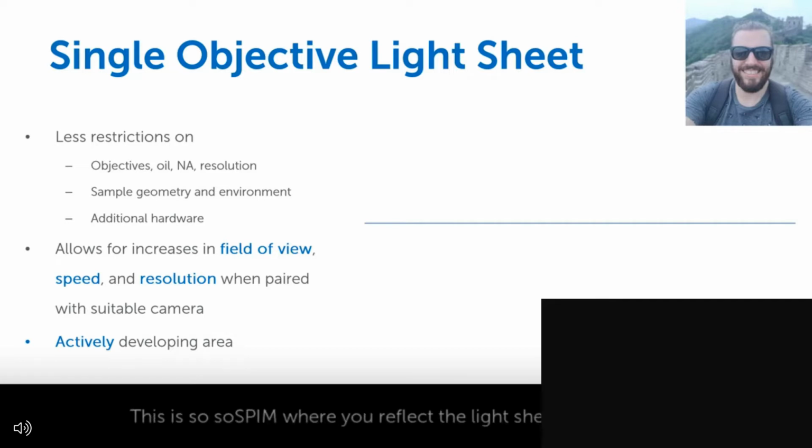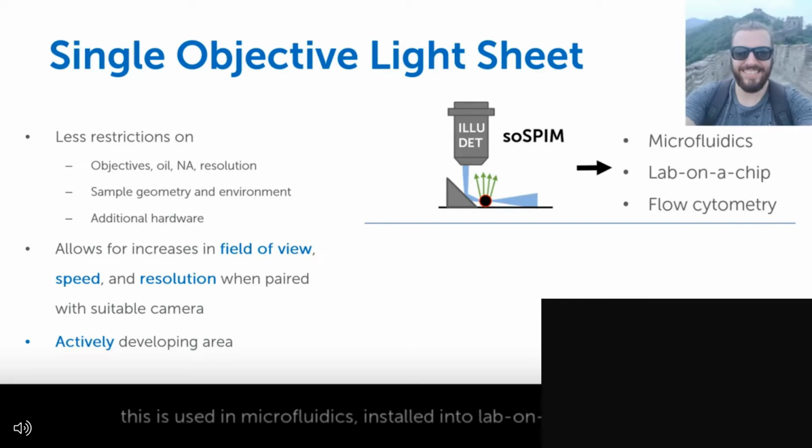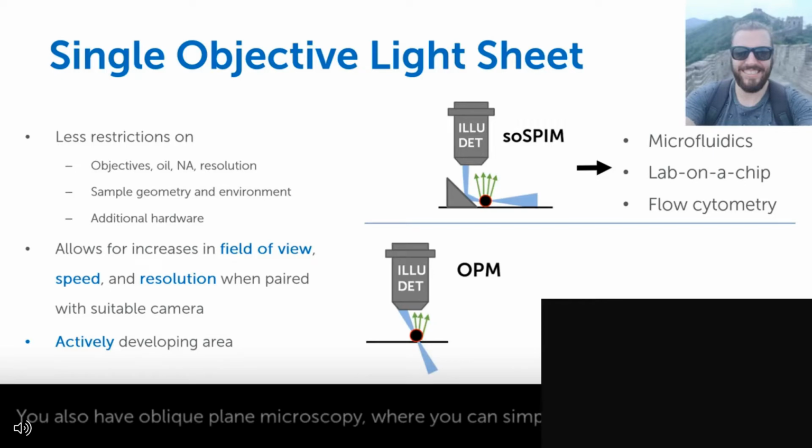This is SOSPIM, where you reflect the light sheet off a surface and with the same objective detect the emitted fluorescence. This is used in microfluidics installed into lab-on-a-chip systems. These allow for very high throughput systems that you can add flow to. You also have oblique plane microscopy, where you can simply shoot out your light sheet at an angle and collect the emitted fluorescence from the sample.